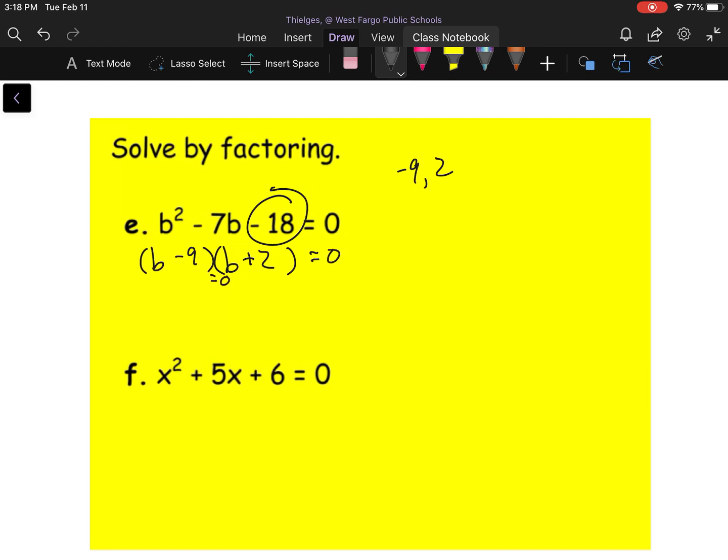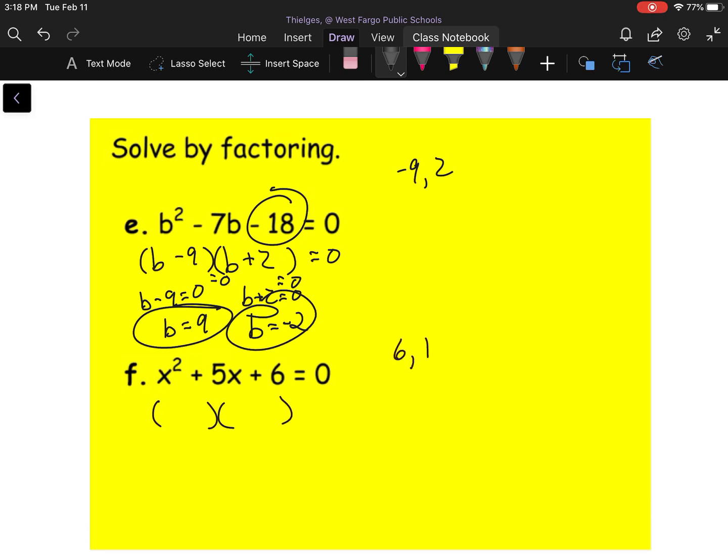Let's take it one step further. Set them equal to 0, so b minus 9 equals 0, add 9, so b is 9. B plus 2 equals 0, subtract 2, so b is negative 2. One answer, two answers. Okay, factors of 6 that add up to be 2, so 6 and 1, 3 and 2, so x plus 3. X is negative 3. X is negative 2.